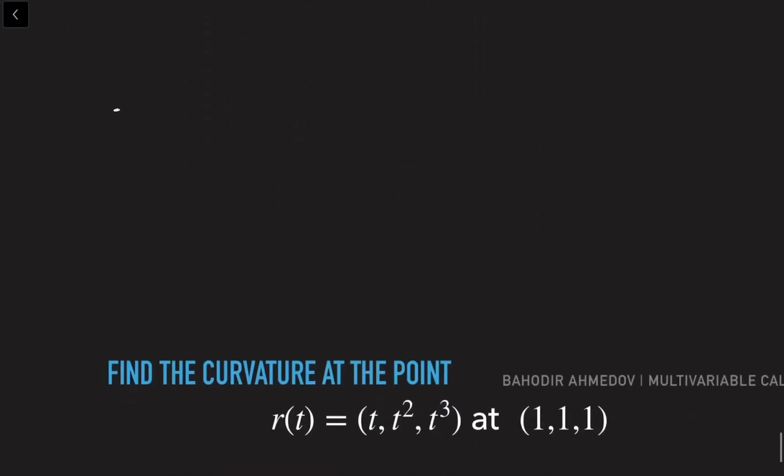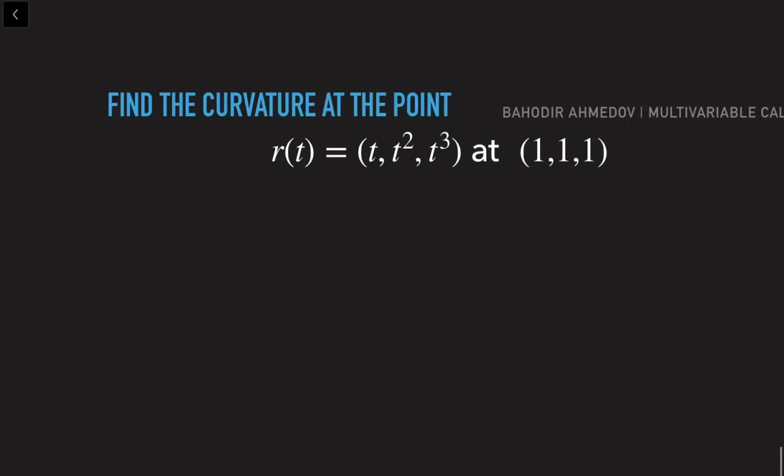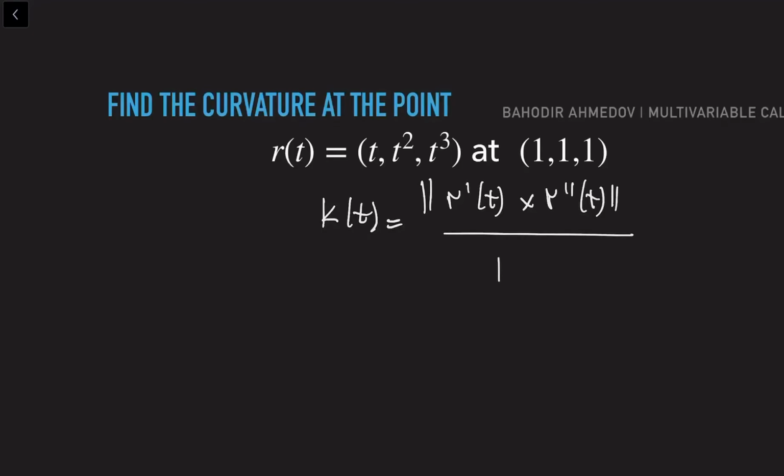And our last problem is again about finding the curvature at a given point. We are given a vector function. We need to find the curvature at some point, and we are going to use another formula now. It's going to be the norm of r prime of t cross product r double prime of t, divided by the norm of r prime of t cubed. As you mentioned, we need the ingredients of this formula.